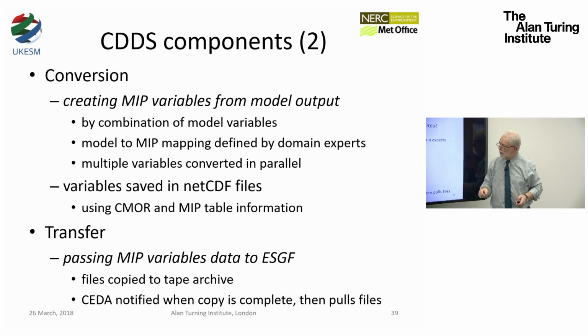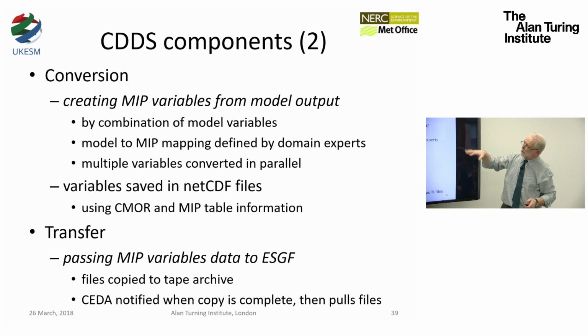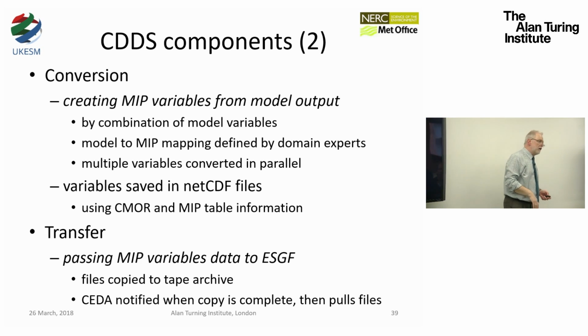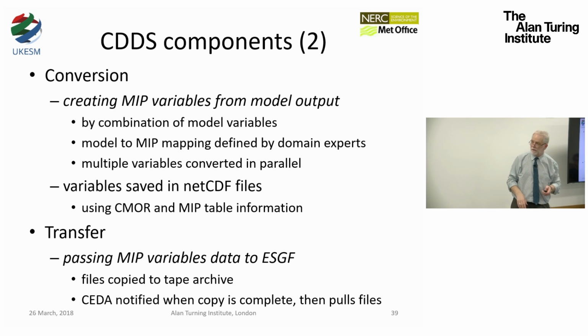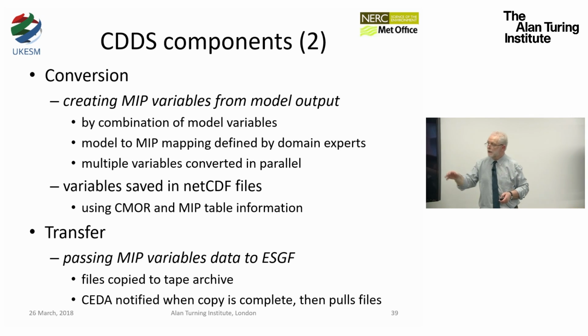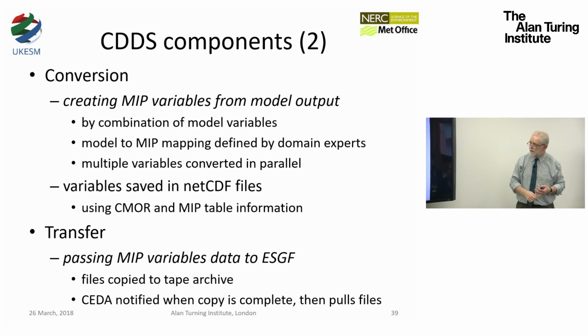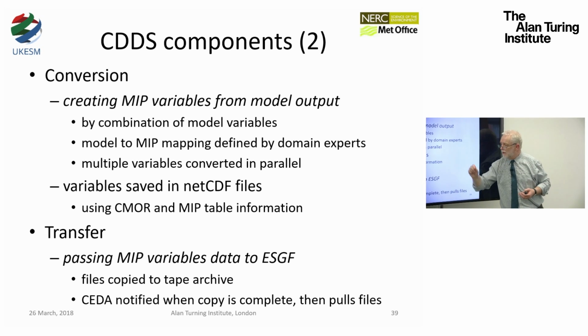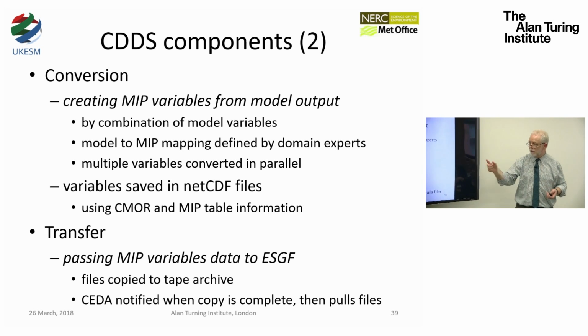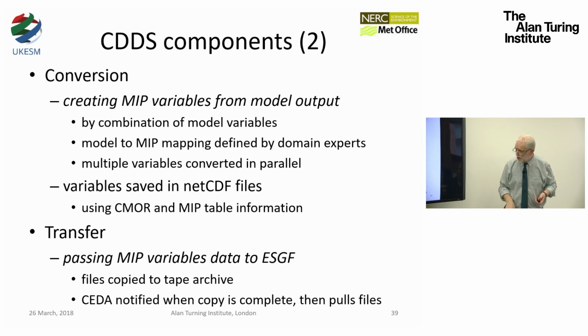Multiple variables are converted in parallel. The variables get saved in NetCDF files. You've heard NetCDF as being a wonderful thing. We think it's a wonderful thing too. It's written in a special format, the CF climate format, which is a standard, using CMOR and the MIP table information. And then finally we transfer the data to ESGF.